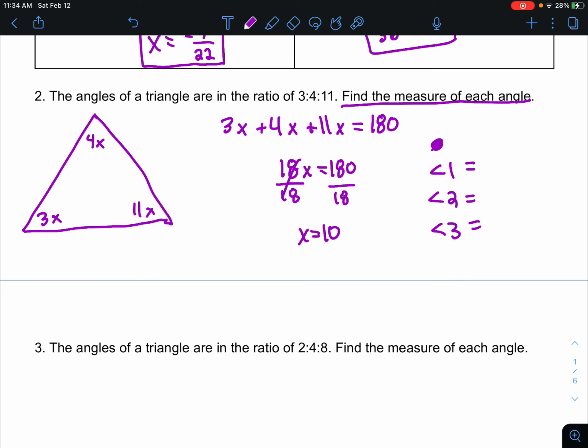So angle 1 would be 3 times 10, or 30 degrees. Angle 2 would be 4 times 10, or 40 degrees. And angle 3 would be 11 times 10, or 110 degrees. These angles are in the ratio of 3 to 4 to 11, and they add to 180, which is a requirement of angles in a triangle.